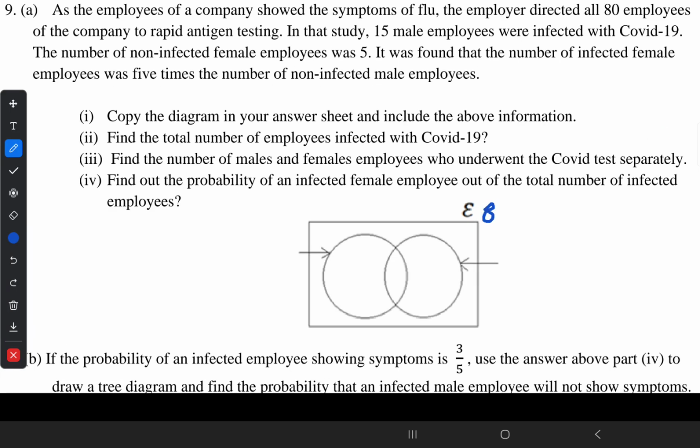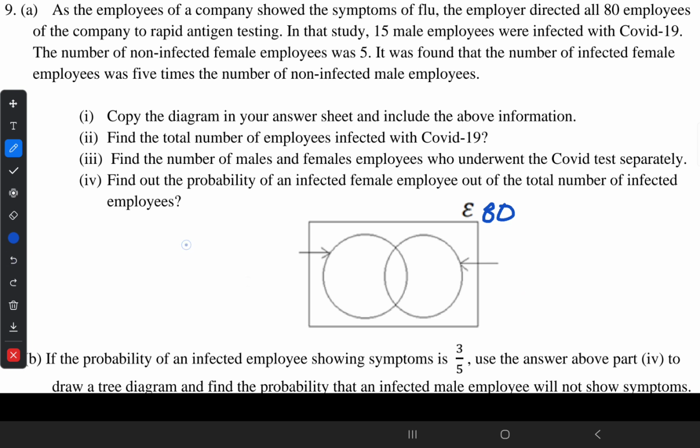Totally 80 employees of the company took the rapid antigen testing. In that study, 15 male employees were infected with COVID-19. First, we cannot divide this as male and female, because male and female means there is no intersection. There are no details about transgender, so this is not about a male and female division.